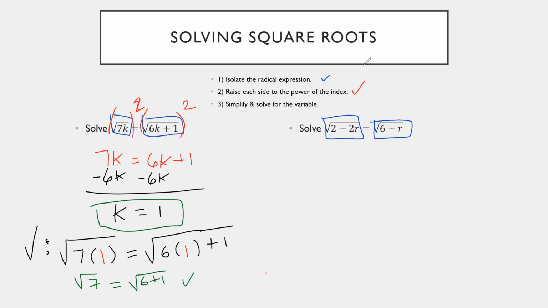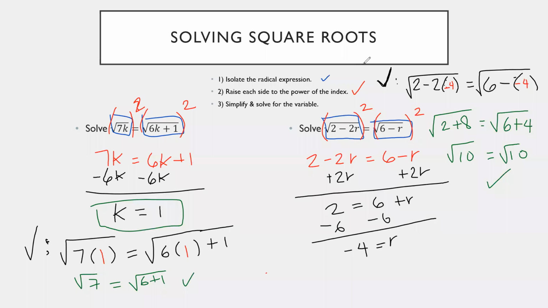You tried the problem on the right. Did you get r is equal to -4? If so, you would be correct. If not, take a second to pause this video and double check all of your steps. Did you square both sides? You would get 2 minus 2r is equal to 6 minus r. Then use your inverse operations to solve. You didn't have to do it the exact same way as I did, but regardless, as long as you're following the rules of algebra, you should get r is equal to -4.